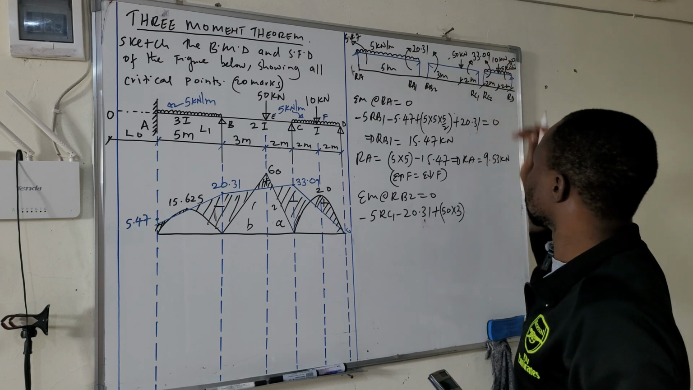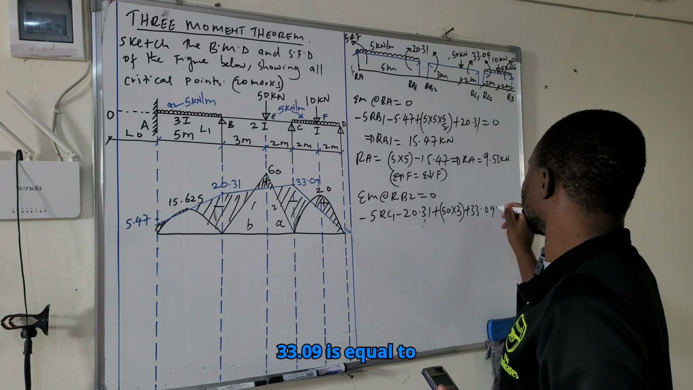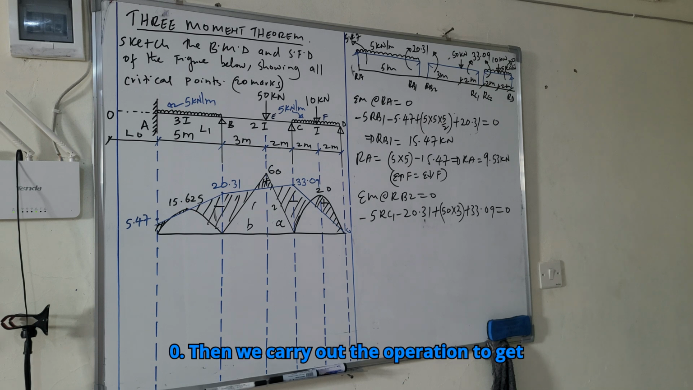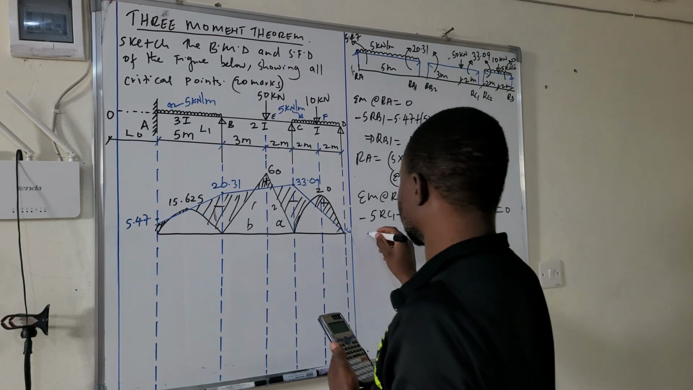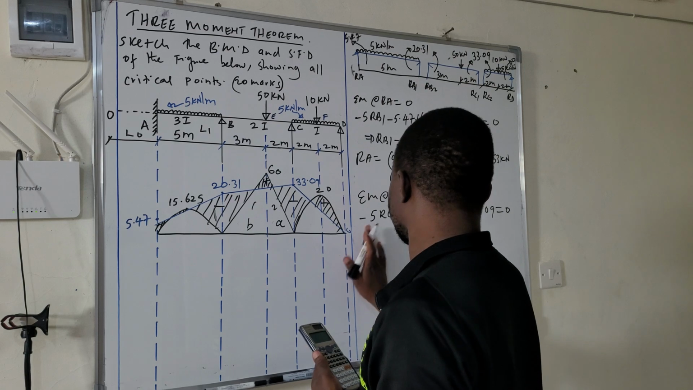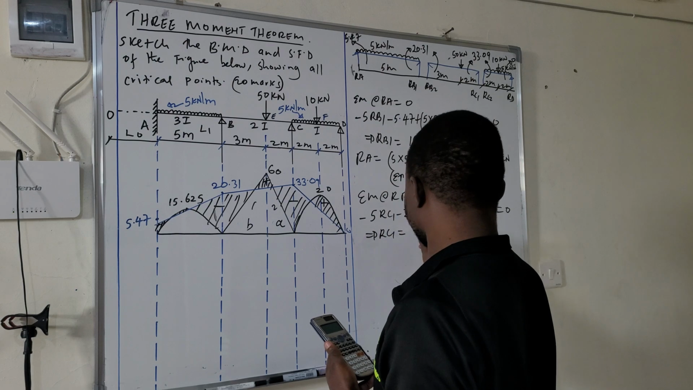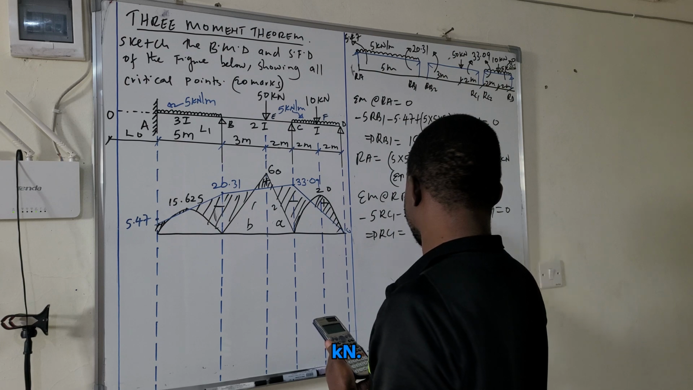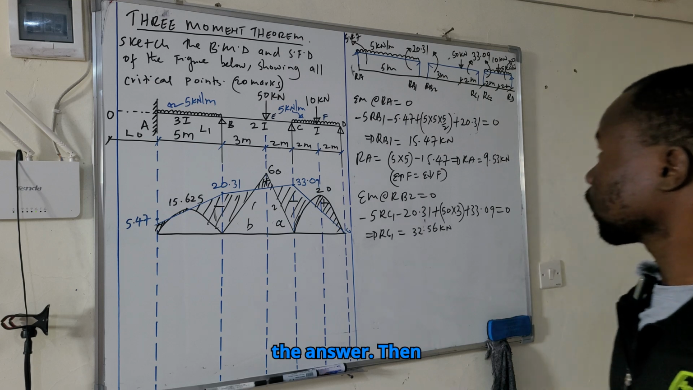We come to 33.09 plus 33.09 is equal to 0. Then we carry out the operation to get RC1. So RC1 is equal to 32.56 kilonewton. So if you carry out the operation, this is the answer.